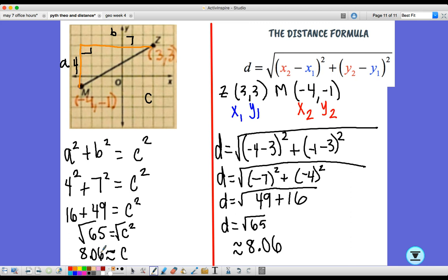But if you can identify, you can see that Pythagorean theorem is going to work out the same as the distance formula, which I think is pretty awesome.